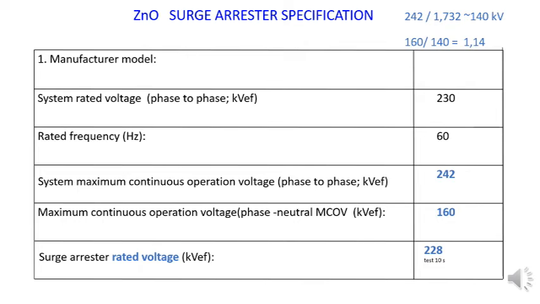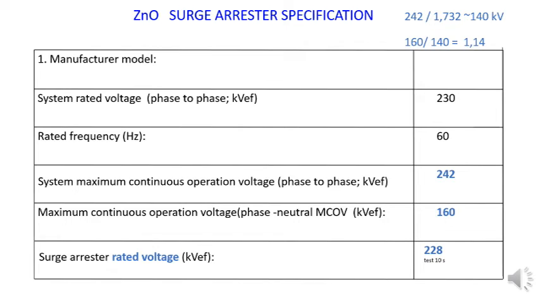from where I took these examples, and they have here surge arrestors to be used in the system where the system rated voltage is 230 kV, the rated frequency 60 Hz, the system maximum continuous operating voltage, phase to phase, is 242 kV.